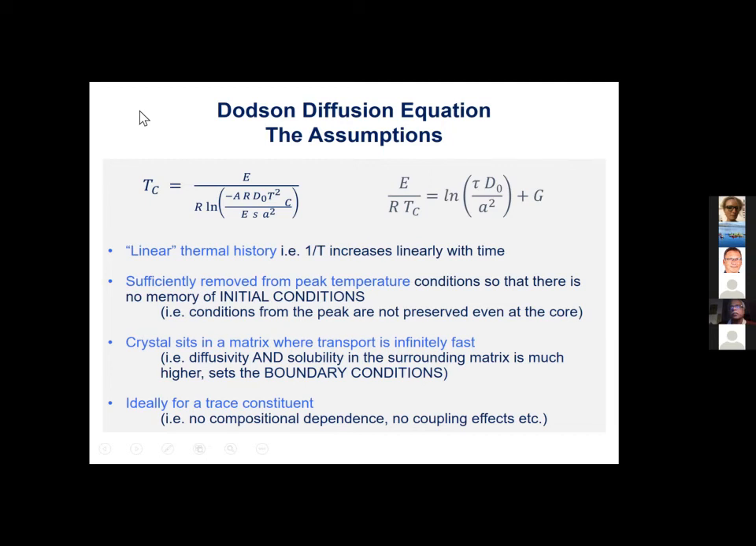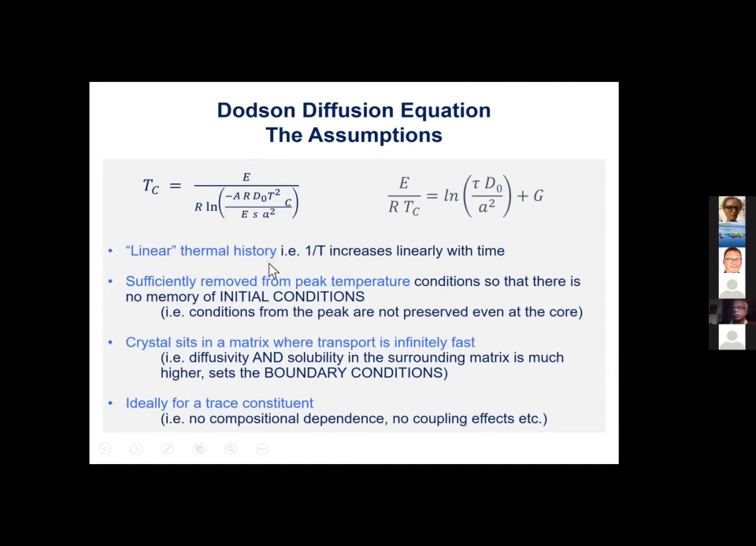One of those is the fact that it's a so-called linear thermal history, by which Dawson meant that 1 over T increases linearly with time, not temperature. And I'll talk about that in the next slide, so I'll leave that for now. The other big condition is that you can apply that equation only when it's sufficiently removed from the peak temperature. If you look at all the terms in this equation, if you go back to the previous slide where I had listed what each of these things are, you would see that there's nothing that defines the initial condition in here.